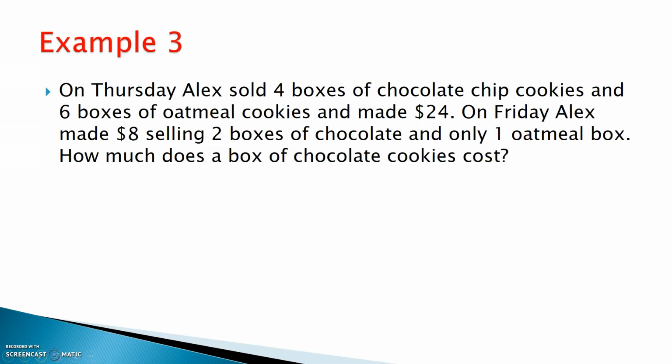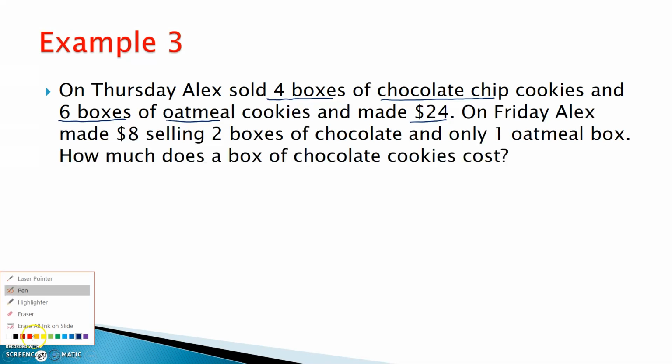And let's read it. It says, on Thursday, Alex sold 4 boxes of chocolate chip cookies and 6 boxes of oatmeal cookies and made $24. Okay, so that is on Thursday. So let's talk about that one more time. He sold 4 boxes of the chocolate chips, and then he sold 6 boxes of the oatmeal, and he made $24. Okay, so that's the very first situation. So that's my very first equation I'm going to have to write in a second.